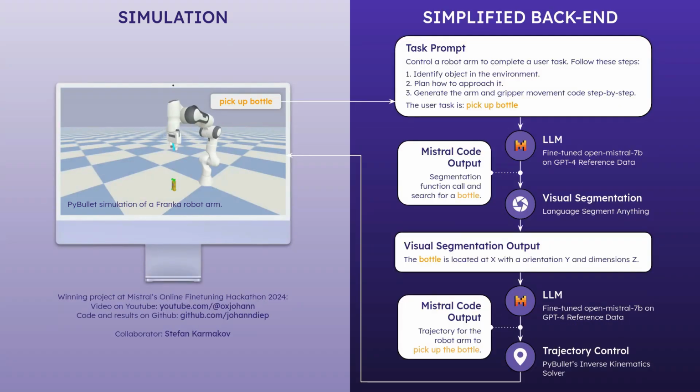So this is exactly what we did for the online Mistral hackathon. Given a user command, for example, pick up the bottle, Mistral 7B first figured out that it needs to call the detect object function, which uses visual segmentation to figure out the exact location of that bottle in the real world. This information is then fed back to the LLM, which subsequently generates a trajectory code output made out of these basic skill functions as defined previously. This is then fed to the controller, which moves the robot according to the predefined trajectory.